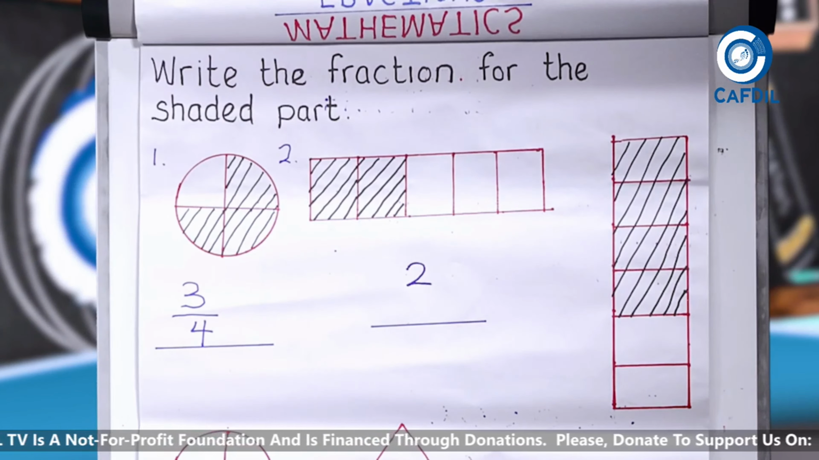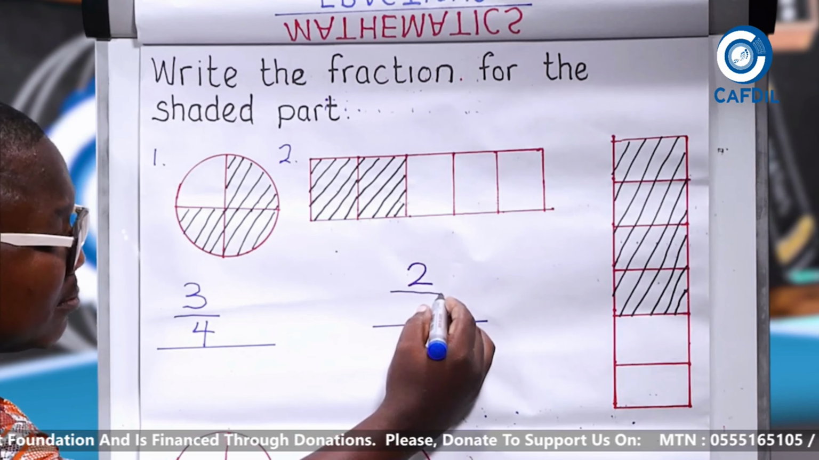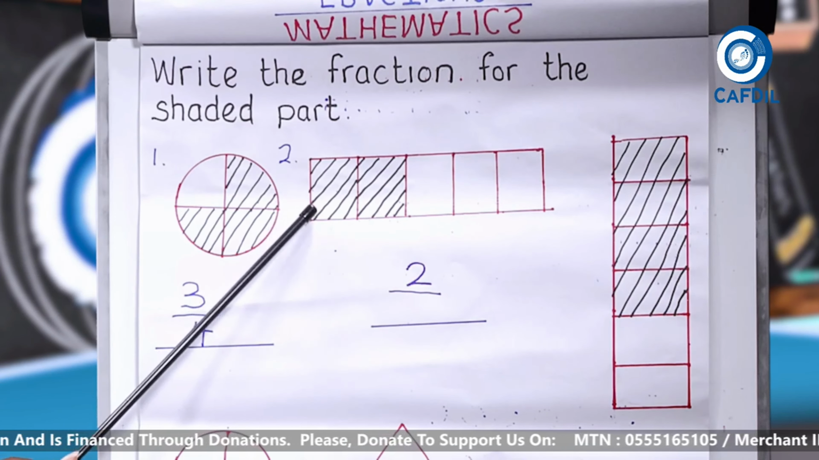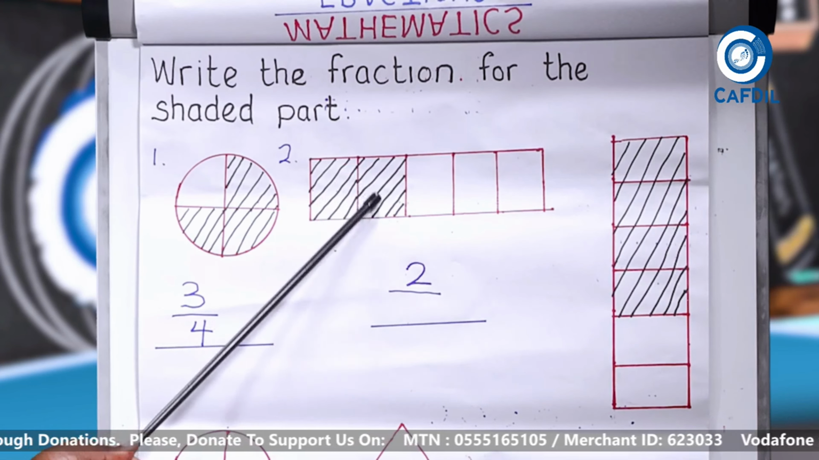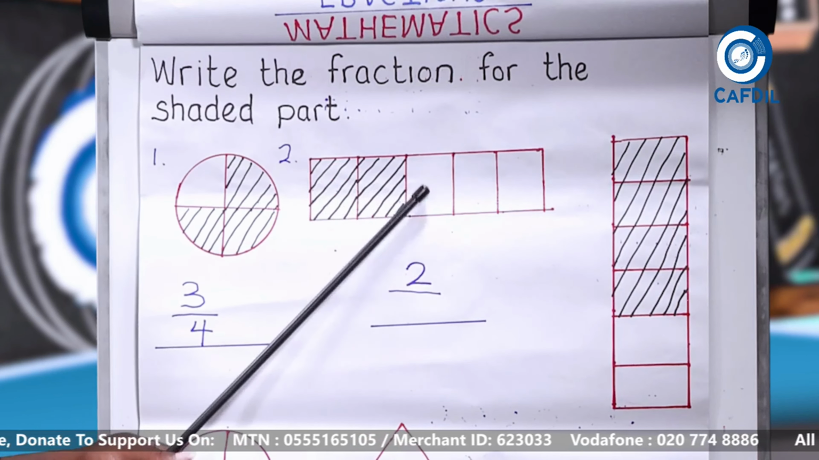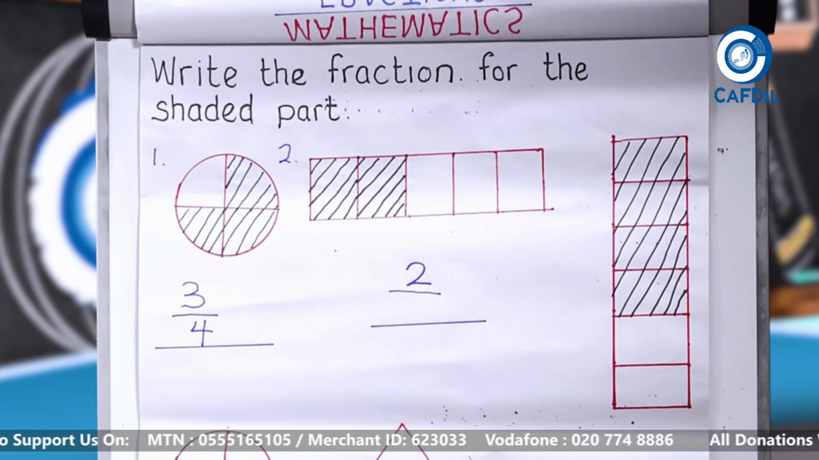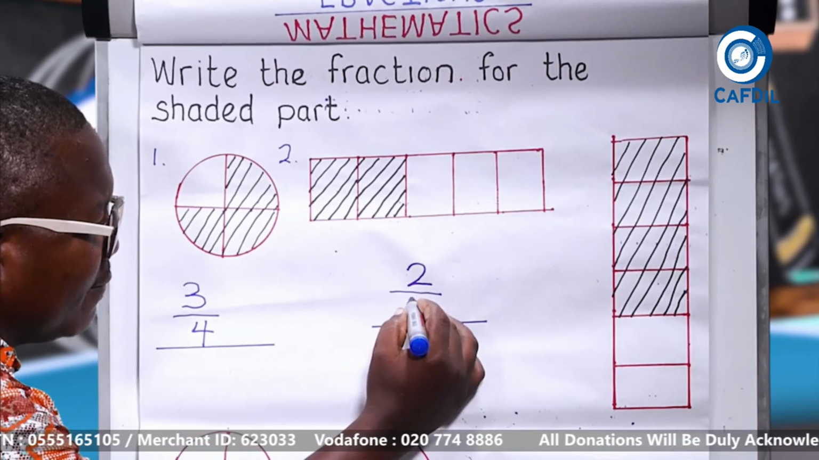2 out of what? It's 2. How many has been shaded? They have shaded how many? 2. 1, 2. So 2 out of the total, it will be what? 1, 2, 3, 4, 5. So it's going to be what? 2 out of 5.